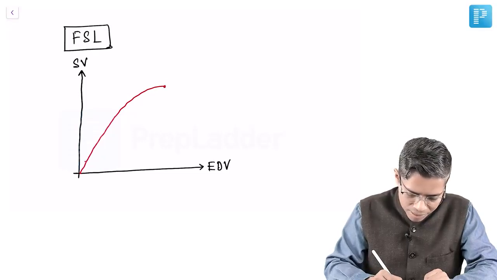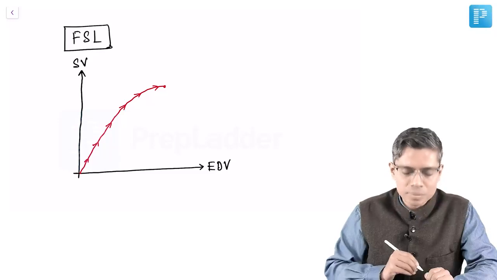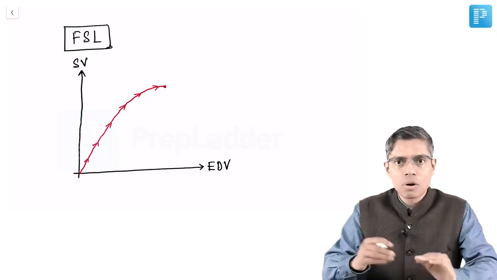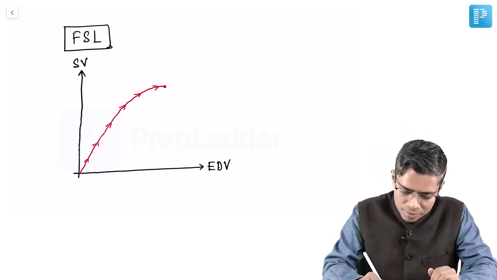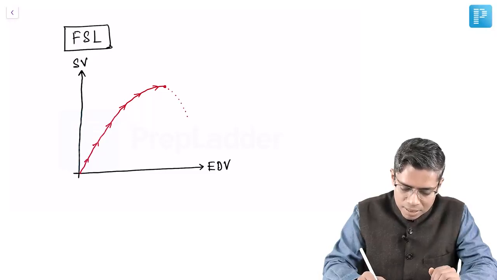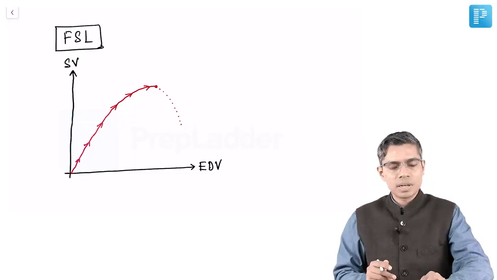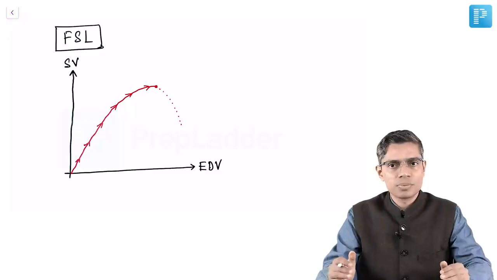This red colored curve indicates that the more the end diastolic volume, the more will be the force of contraction, and the more will be the stroke volume. And this law will follow up to a certain physiological limit. After this physiological limit, no further increment of stroke volume is possible. Why so? Because I told you earlier that for the Frank-Starling law, the mechanism is increased number of cross bridge formation.